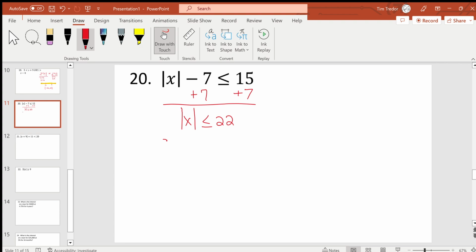This would be a lot easier if the pen wasn't so laggy. Case 1. Is just to drop the absolute value symbol. Don't change anything else. We've got x is less than or equal to 22.